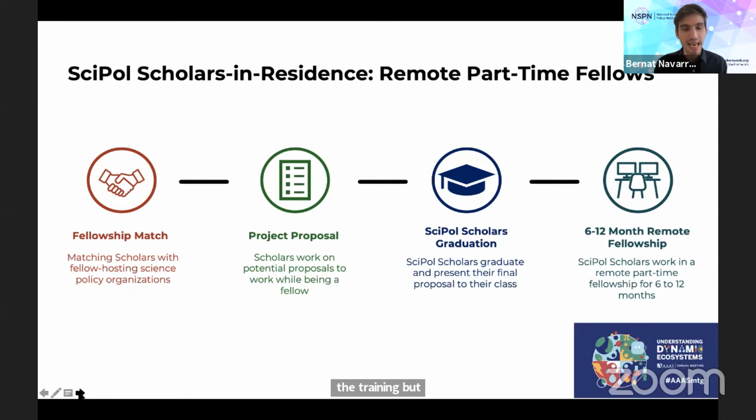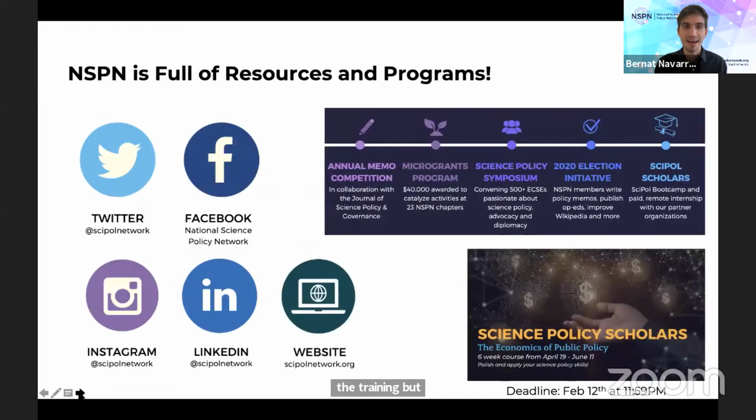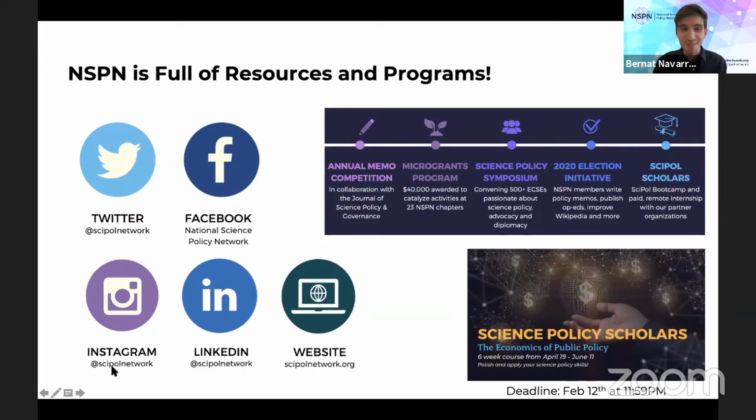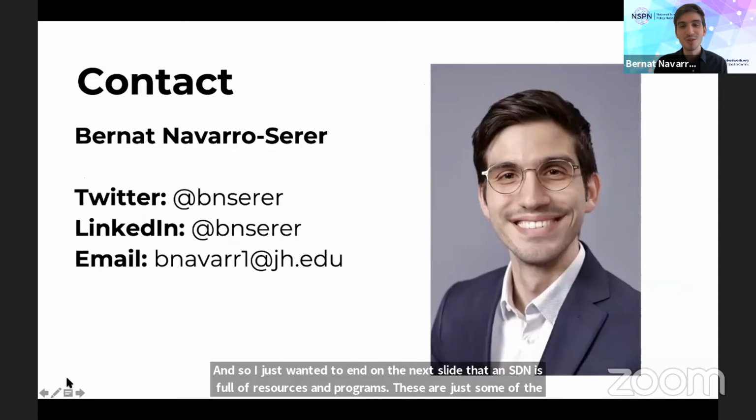And so I just wanted to end on the next slide, that NSPN is full of resources and programs. These are just some of the examples, but there are a lot of committees that are working on different projects. There are webinars and different resources that happen regularly, especially now that everything is virtual. I wanted to say that the next SciPol Scholars deadline is just in a few days, but don't worry, because we're hoping to have those twice a year.